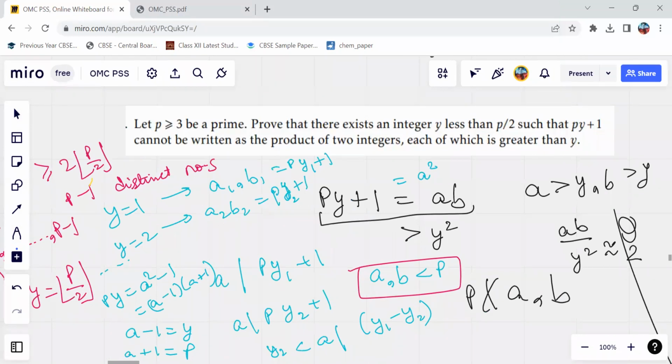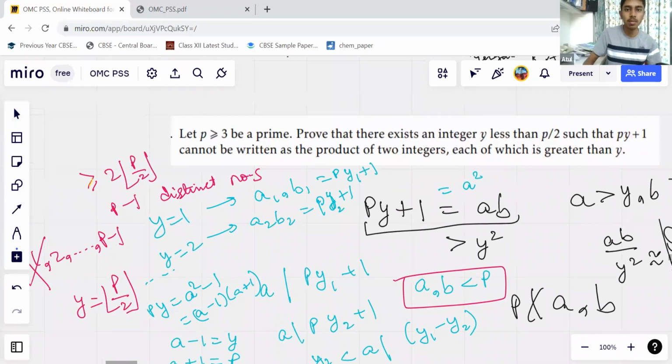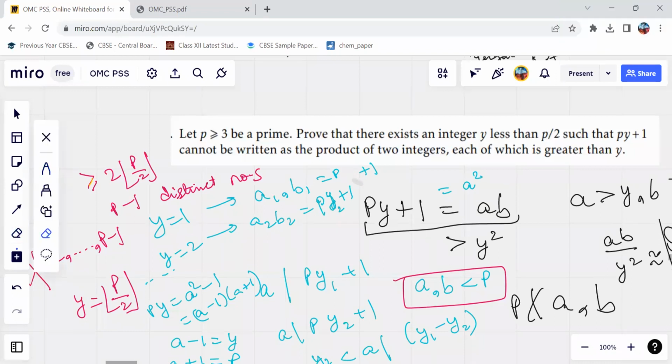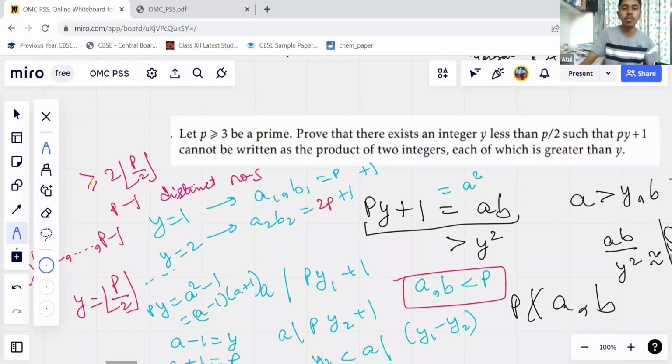Does anyone have any questions about the solution? Can you explain the finish? Like what set of numbers you're considering? So for y equals 1, we look at the number p plus 1, and this is 2p plus 1. If we assume the problem is false, then it can be written as the product of a1, b1, where each is greater than y. Similarly, you have a2, b2, and so on, all the way until a of (p minus 1) by 2, b of (p minus 1) by 2.